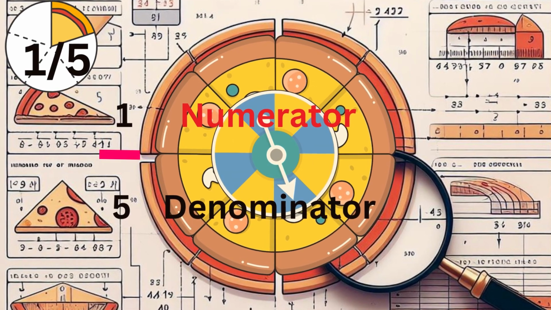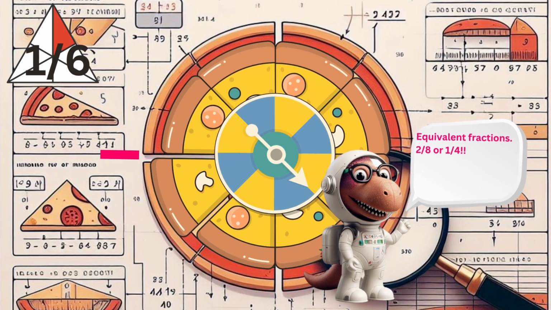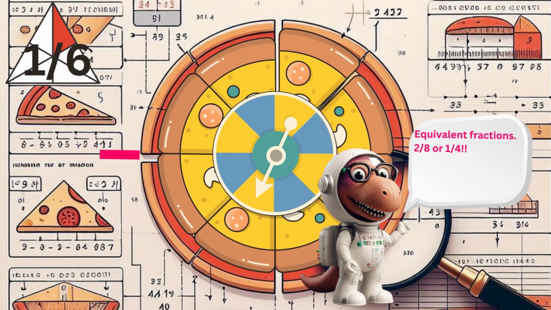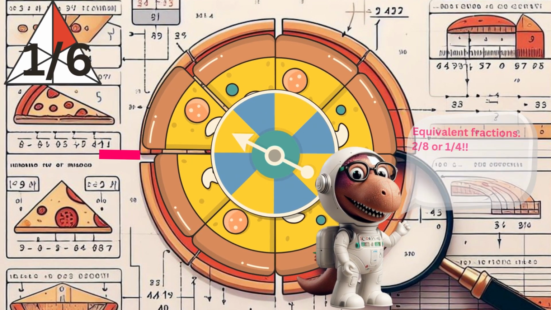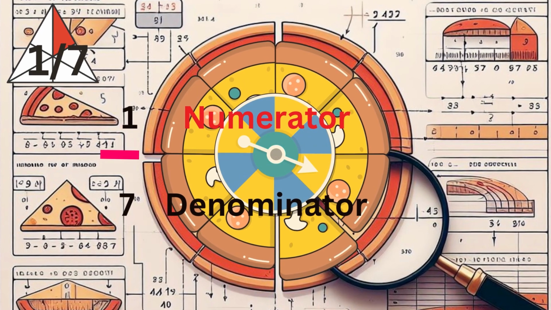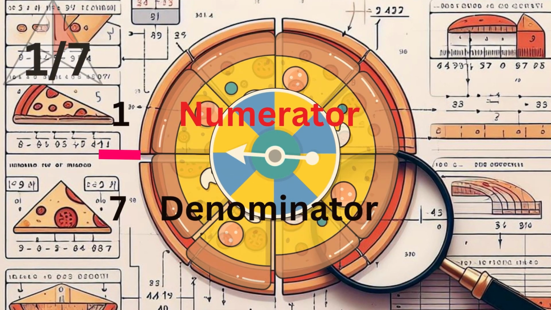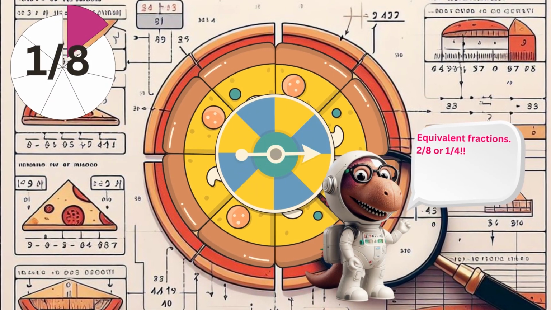Here's a fun experiment. If our T-Rex buddy takes away 2/8 of the pizza or 1/4, what do we have left? That's right. We started with 4/8 or 1/2, and now we're left with 2/8 or 1/4. Notice how 2/8 is the same as 1/4. These are what we call equivalent fractions.